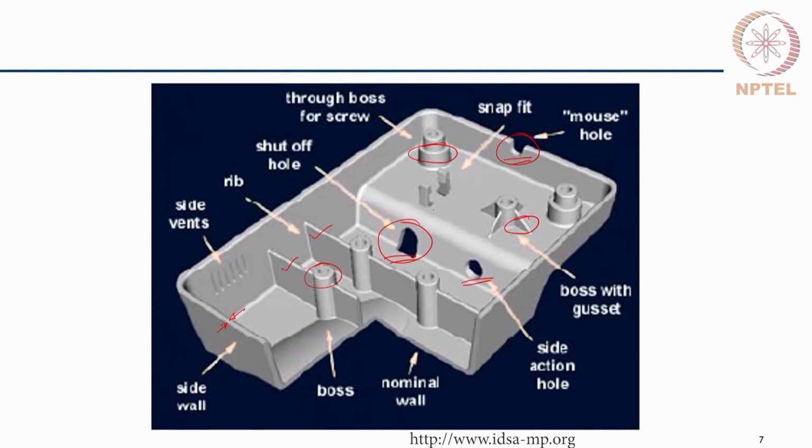So, these holes like the shut off hole can be made using a mold feature in the mold opening and closing direction, but this side action hole needs a side action pin. Even this mouse hole can be made without side action because that can be placed just along the parting line. This is the parting line. So, this feature can be obtained without having a side action pin in the mold. So, these are some of the terminologies that we may be referring to as we discuss.